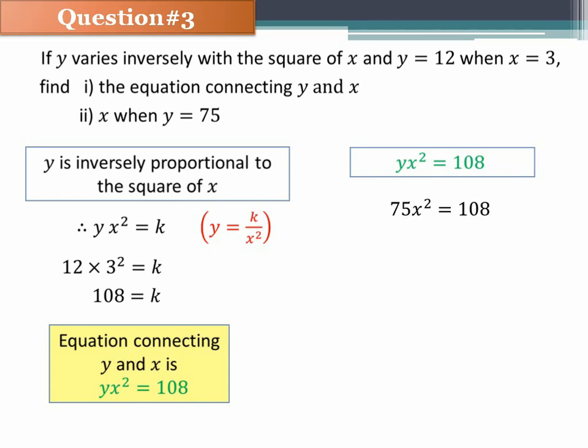Now 75 is the value of y. This is the second part of the question. 75 x squared is equal to 108. Now x squared is equal to 108 divided by 75. We got 1.44. Now take the square root. When you take the square root, x is equal to 1.2. There is a typing error in this question; the square should not be there after taking the square root. This is simply x, so I use the arrow pointer to hide this square.